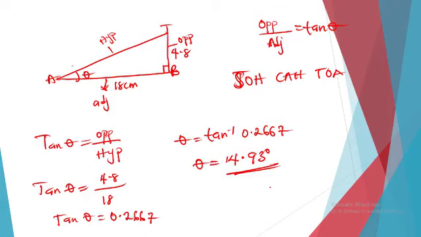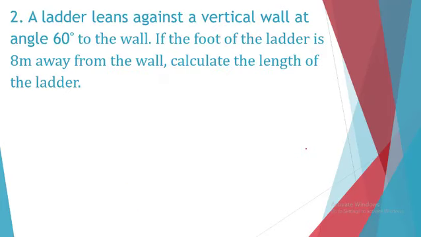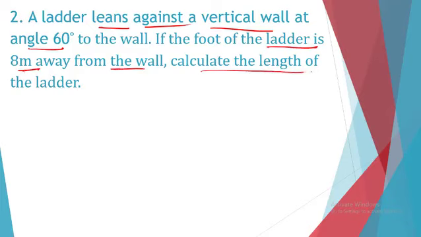As simple as that. Okay, let's take one more example. A ladder leans against a vertical wall at an angle of 60 degrees to the wall. If the foot of the ladder is 8 meters away from the wall, calculate the length of the ladder.